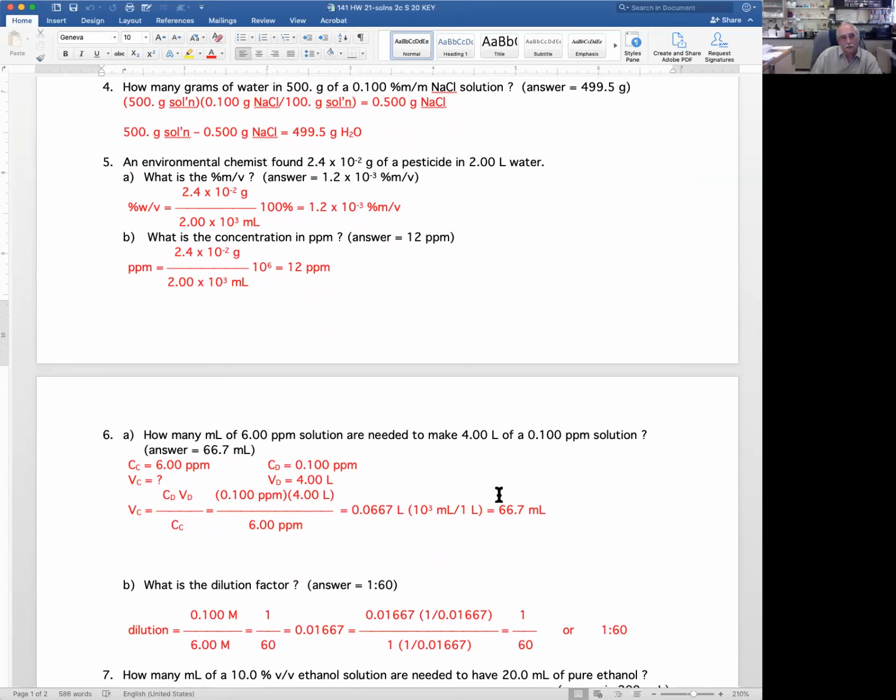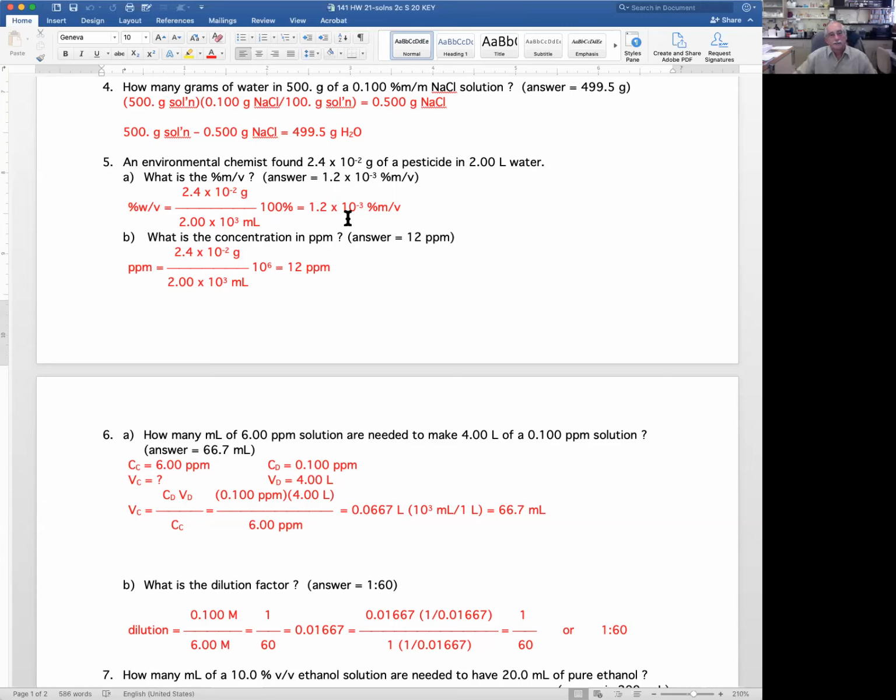So a chemist found so many grams of a pesticide in 2 liters of water. What is the percent mass per volume? Okay, well, mass per volume is always grams per milliliter. So I got that many grams, and I had to convert liters into milliliters, and then simply divide, multiply by 100. So there's the percent mass per volume.